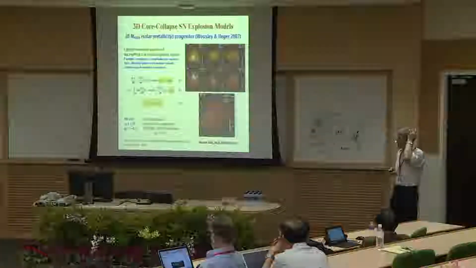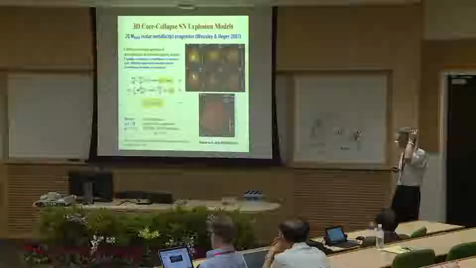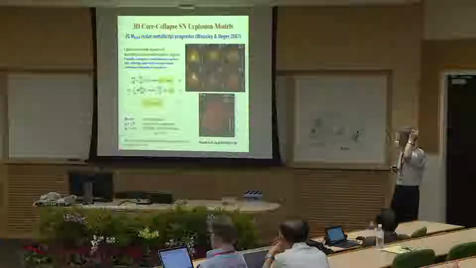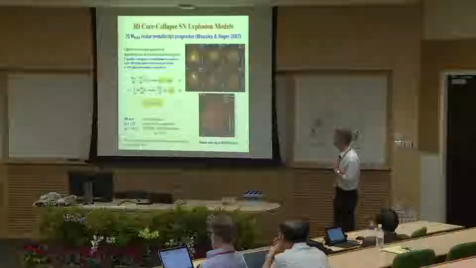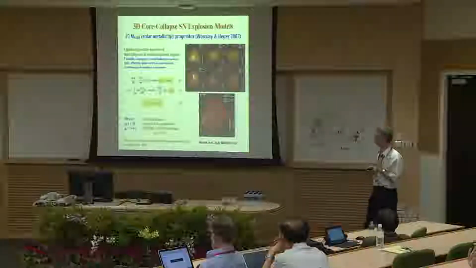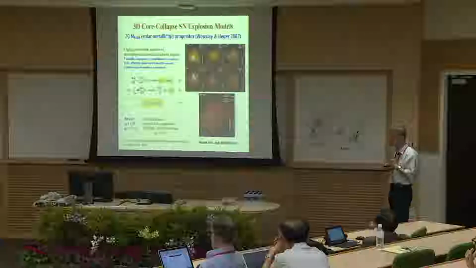Here's another case for a 20 solar mass star, now a much more massive one, where we had initially, in our first set of simulations in 2013, 2014, difficulty getting explosions, so this model failed in 3D while it had succeeded in 2D.